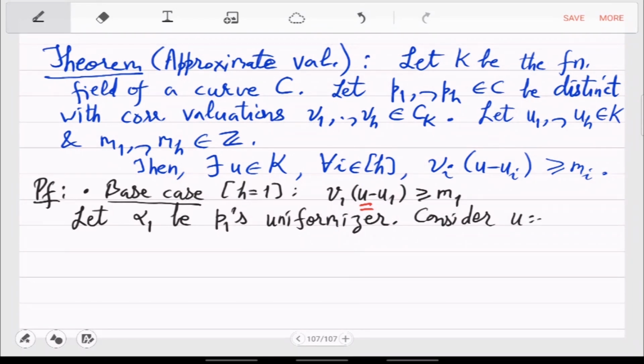Consider u to be u1 plus alpha 1 to the M1, right? This is simple because now the valuation of u minus u1 is exactly M1. So you have matched it exactly, right? So the base case is easy. What is not easy is the induction step.